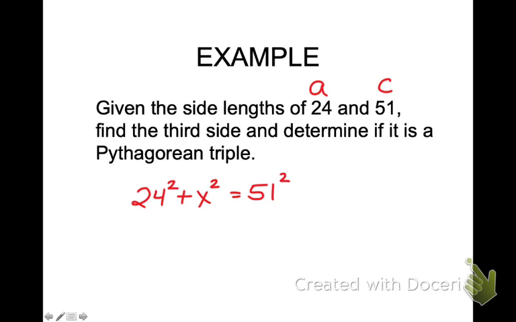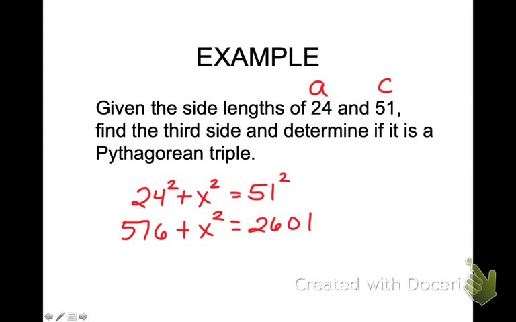For your quiz tomorrow, you are going to want to have a calculator. You're going to have problems like this, and then you're going to be like, oh man, I don't want to do 51 squared in my head. That's not what I want to do. So 24 squared is 576, plus x squared is equal to 51 squared, which is 2,601.